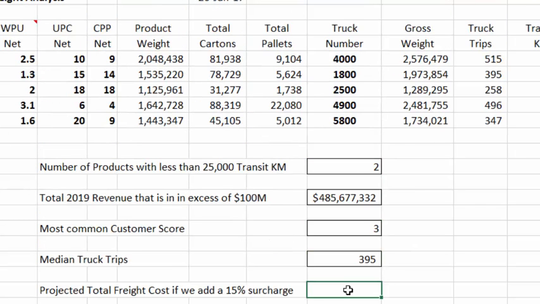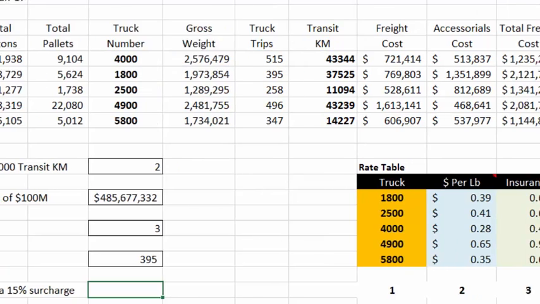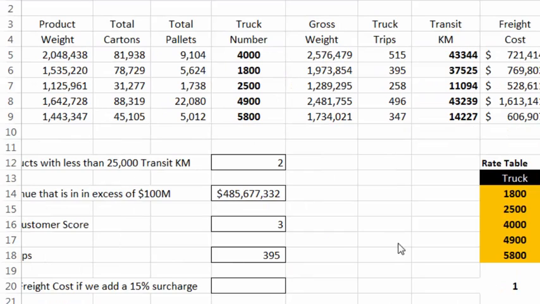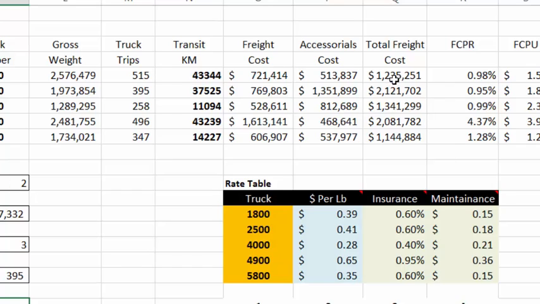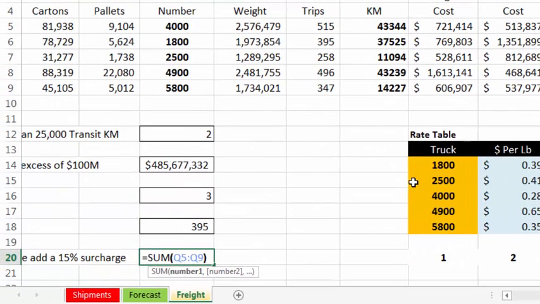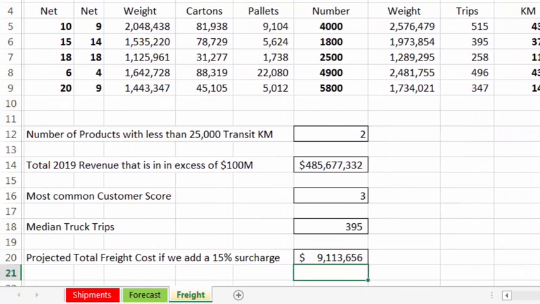And the last one is projected total freight cost if we add a 15% surcharge. What that means is you take your total freight cost over here, and we're going to add 15% to it. That's going to give me an idea of next year's costs if we actually start adding things like maybe debt retirement or maybe start using other carriers and so on. So I'm going to do a sum, highlight total freight cost, and multiply it by 1.15. So it's a surcharge, right? So next year, we're estimating our total freight costs will be $9.113 million.